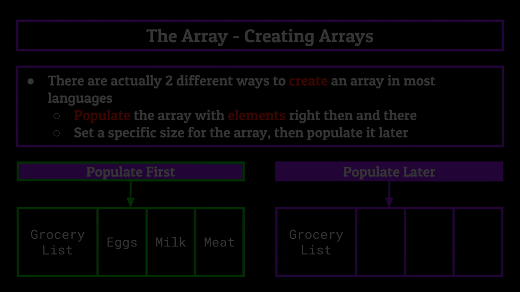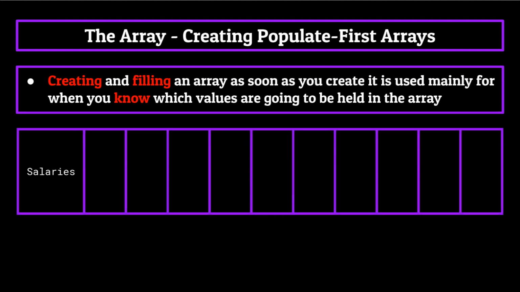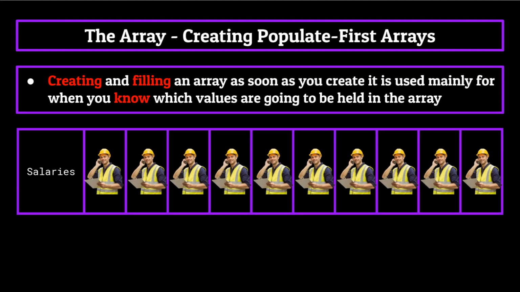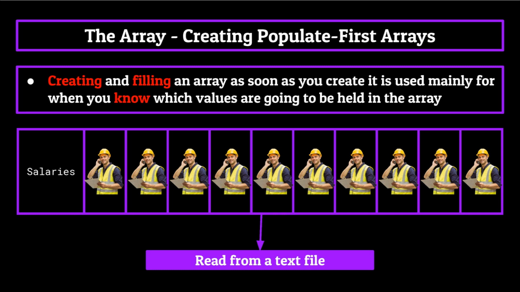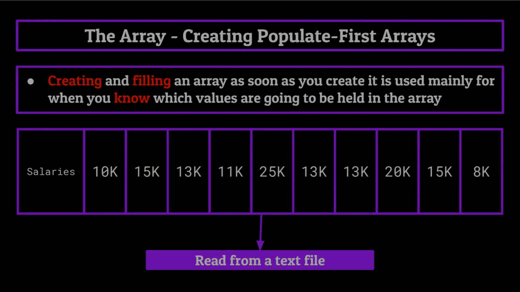it's instantiated. Now, defining and filling an array as soon as you create it is mainly used for when you already know which values are going to be held within the array. For example, let's say you're creating an array which is going to hold the salary of 10 different workers in a building, and that information is being read from a text file. Well, you already know the salaries for those 10 workers from the text file, and so you're able to immediately populate the array when you create it, and then you'll have that information as the program runs.